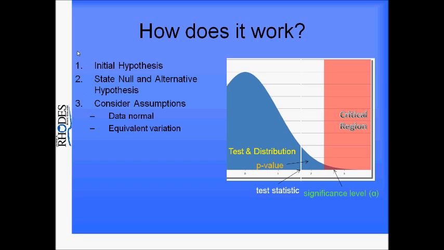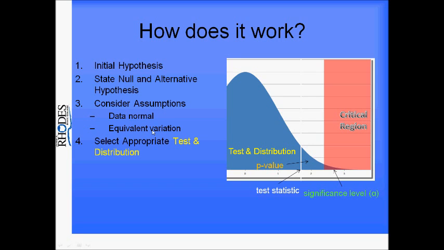Now, the next thing, which a lot of people skip over, but you can't skip, is considering the assumptions. Number one, the data has to be normal for both distributions. If it's not, these tests are not going to be meaningful. The other thing is you need to know whether the variation is equivalent or not equivalent. It's a big deal. It determines which test you can and cannot use. So just be conscious of that.